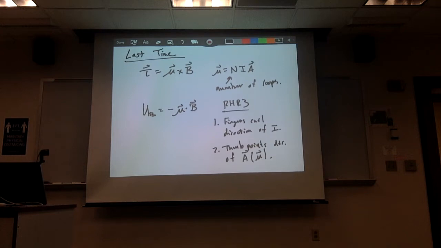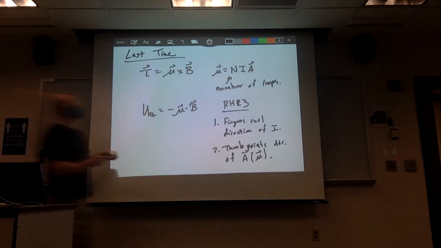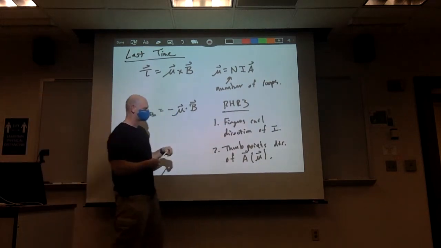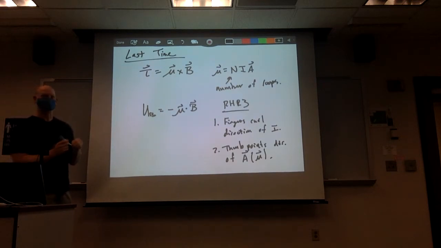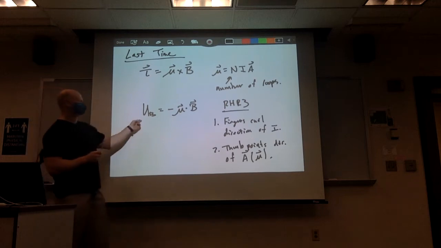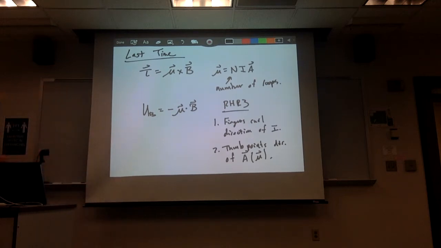So it points perpendicular to an area. Again, it either points in this direction or in this direction, depending on the direction we choose, which is chosen by right-hand rule number 3. We choose the direction of the area, or the magnetic moment, by curling our fingers in the direction of the current, and then our thumb points in the direction of the magnetic moment. And this has an energy associated with it as well, equal to the negative of the magnetic moment dotted with the external magnetic field.